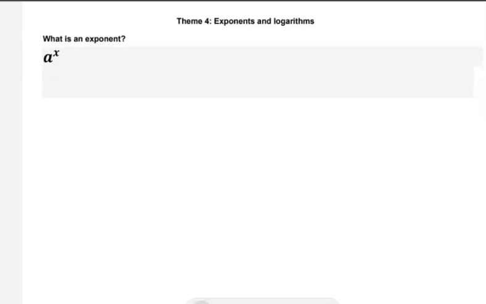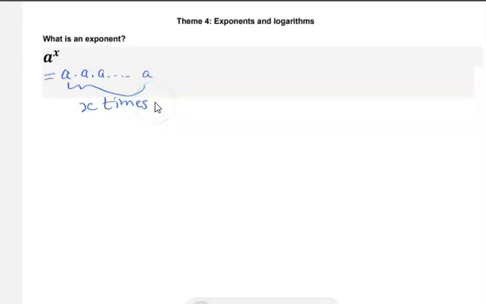Let us look at theme 4, exponents and logarithms. First thing we are going to look at is an exponent. If we look at this expression, a, we normally say a to the x or a to the power of x, then this is just a short way to write down a times a times a times a, x times. So it's a short way to write down that.